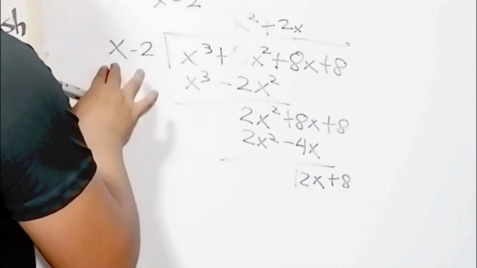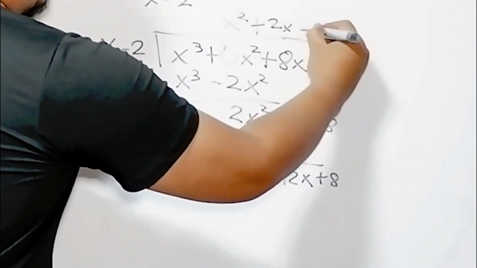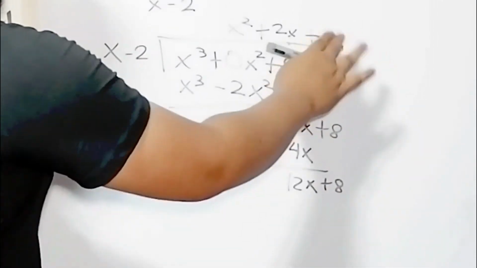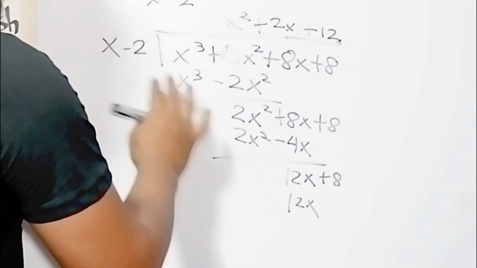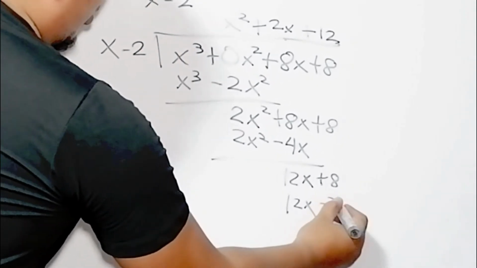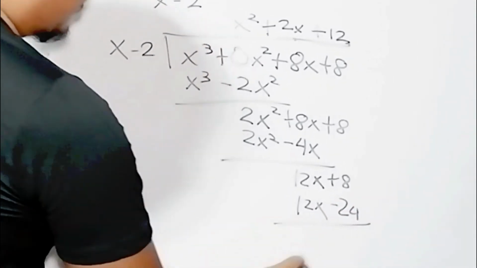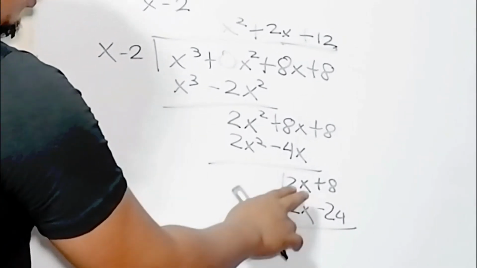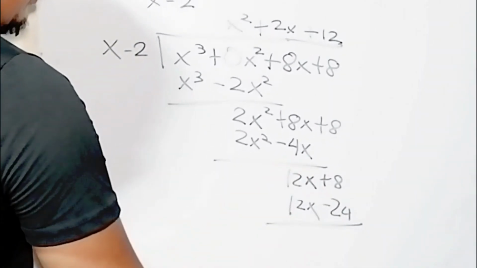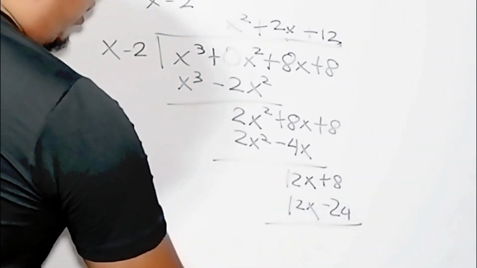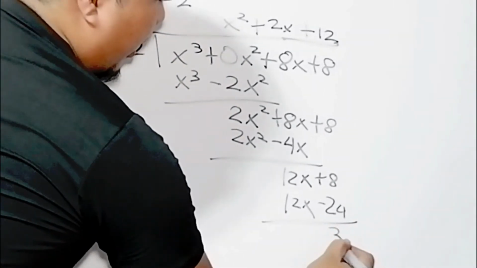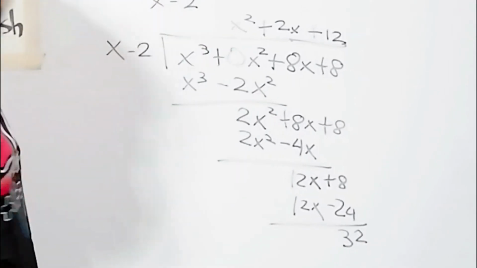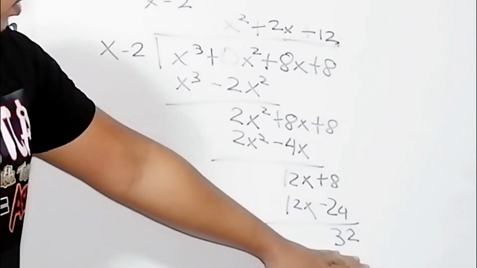So 12x divided by x, that is positive 12. Okay. So 12 times x, that is 12x. And 12 times negative 2, that is negative 24. So if I subtract them, 12x, nothing's left. 8 minus negative 24, that will become 8 plus 24. And the final answer is 32. So, your remainder will be 32.